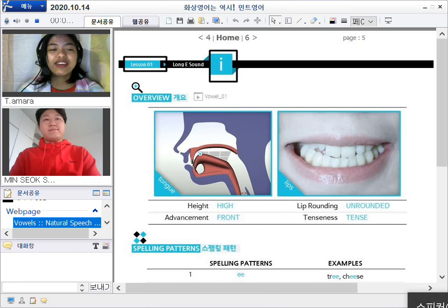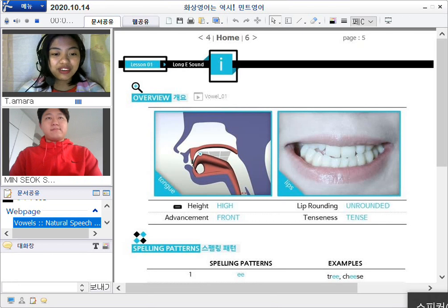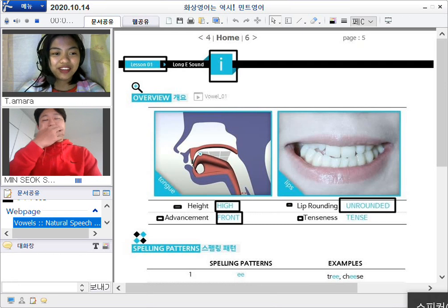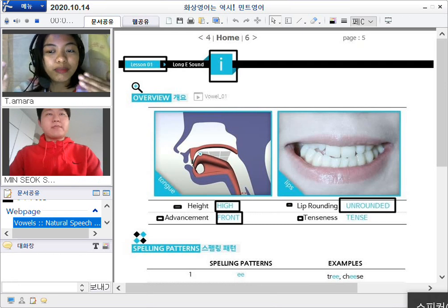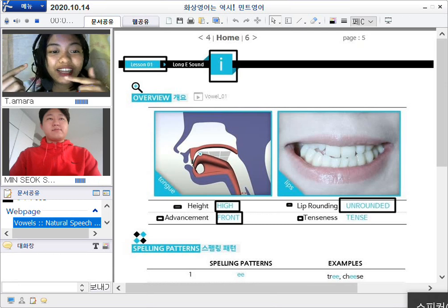So just an overview for this one. We have tongue placements and also lip placements for the vowel sounds. The first one is height. Next one is advancement. The third one is the lip rounding and the tenseness. For the height of this vowel sound, it is high. For the advancement, it's front. And the lip rounding is unrounded and tense. So if you observe it while you're producing this vowel sound, the height of your tongue is high. E, E.